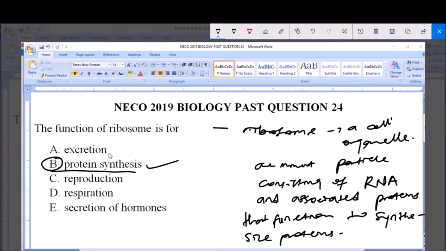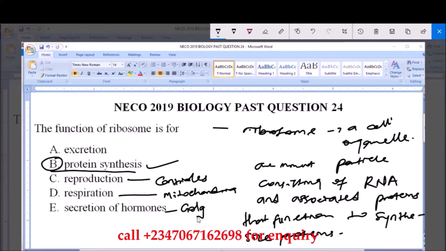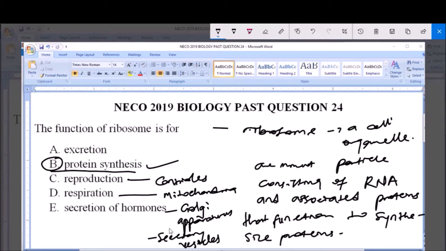Now the part of the cell responsible for reproduction is the centrioles, that is cell division, the centrioles. Then for respiration, the mitochondria is responsible for respiration. And then for secretion of hormones, you can say the Golgi bodies or Golgi apparatus and the secretory granules. Also the secretory vesicles are responsible for secretion of hormones.